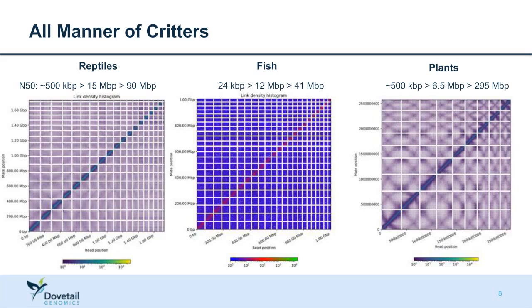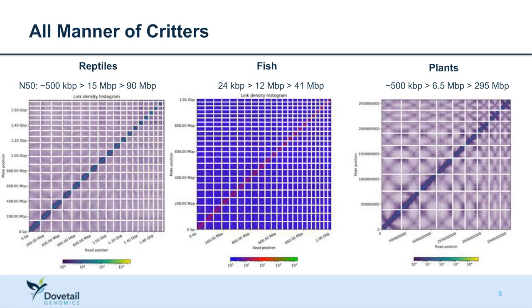This is not just birds. We were very blessed to also work on different genome assemblies. In this case, a reptile, which is a lizard, the fish in the middle, and also a plant, which is a lettuce. Similarly to what you have seen for the bobwhite bird, for the reptile we started off with a 500 kb N50. After Chicago, it went up to 50 megabases, and after Hi-C, it went up to 90 megabases.